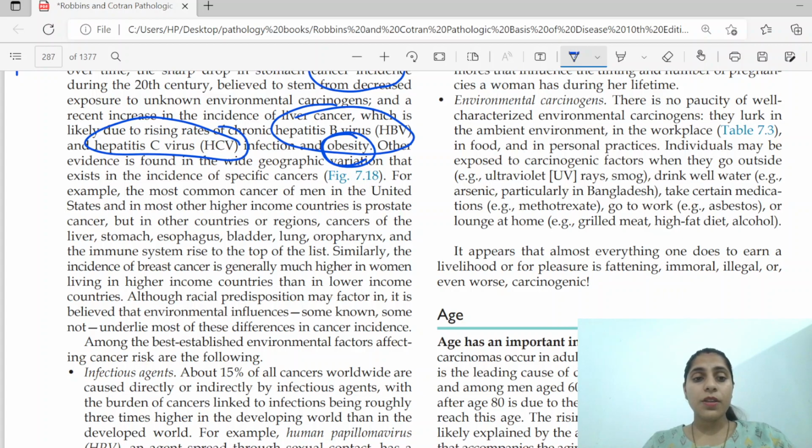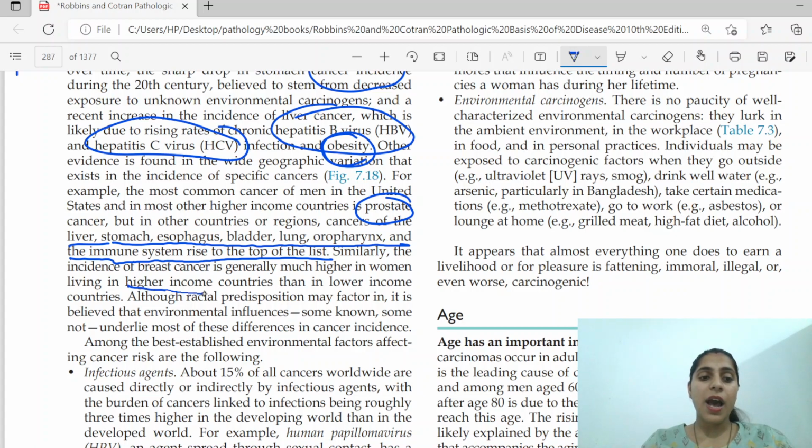In the United States and most of the other high income countries the most common is prostate cancer, but in the other countries or regions, cancers of liver, stomach, esophagus, and bladder rise to the top of the list. Similarly, incidence of breast cancer is generally higher in women living in higher income countries than in lower income countries. Although racial predisposition may be a factor, it is believed to be environmental influences.